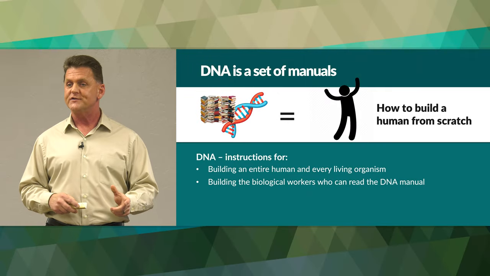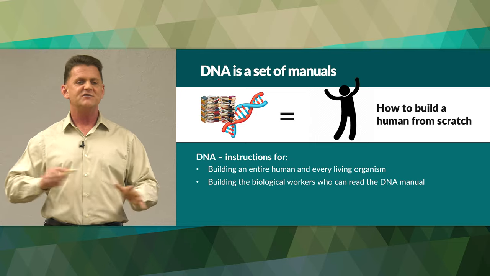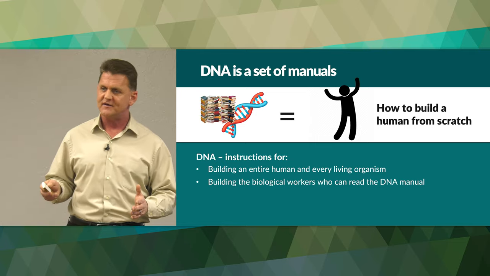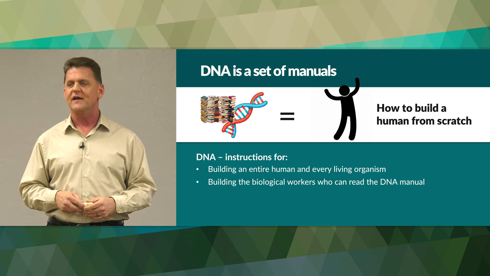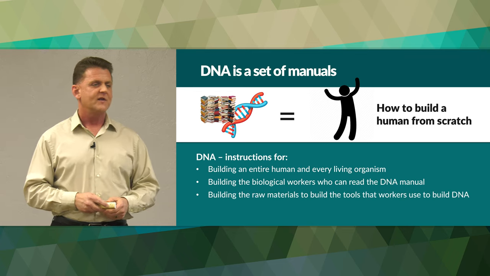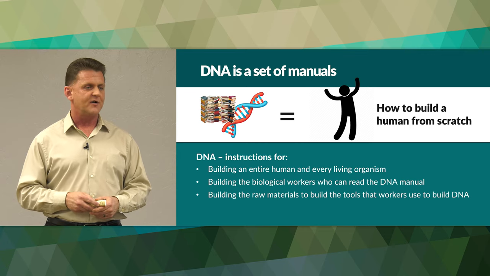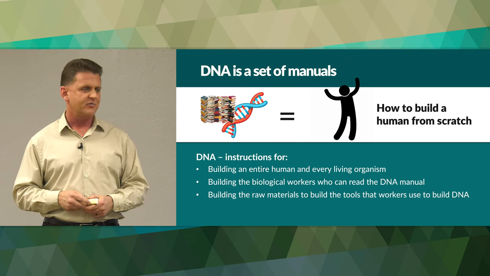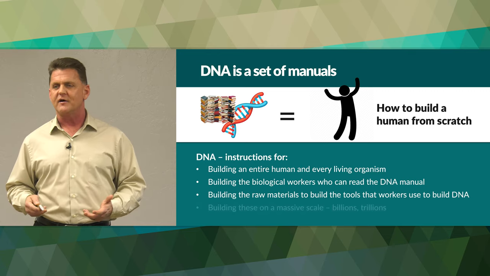How to build the workers who know how to read the DNA so that they can carry out the instructions. It does you no good to have the DNA, a complete set of DNA, the instructions, and you have no workers in the cell that understand how to read it, how to build from it. Those two must exist at the same time. And as we talked about building the raw materials for our airplane, the manufacturing process, the refining process, this is done at a massive scale within our bodies.